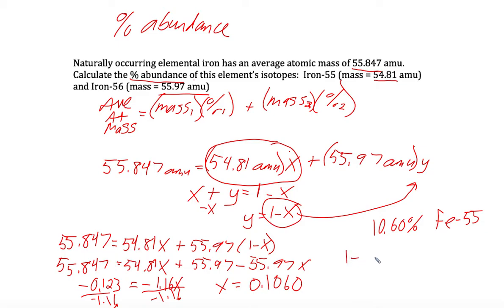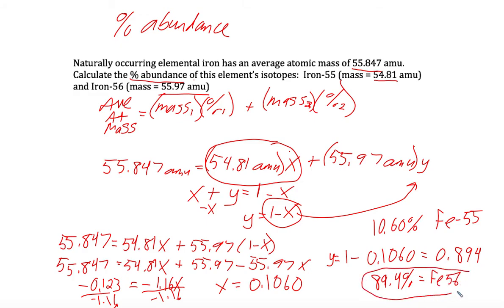If I'm confident with this answer, I can then use my 1 minus. I take 1 minus 0.1060, and that should give me 0.894, which I'll make a percentage: 89.4% for y, which was iron-56. So these would be my two answers on this one. And this is percent abundance.